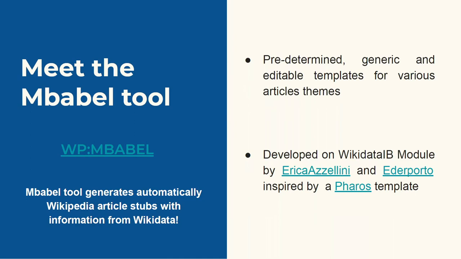So we developed this tool that automatically generates Wikipedia entries based on information from Wikidata. And we actually do some thematic templates that are created on the Wikidata module, Wikidata IB module. And these templates are predetermined, generic, and editable templates for various article themes. So we realized that many Wikipedia entries had quite similar structured narrative. So we could create a tool that automatically generates that for many Wikidata items.